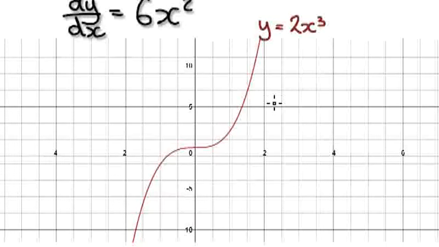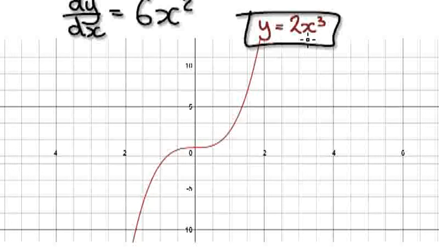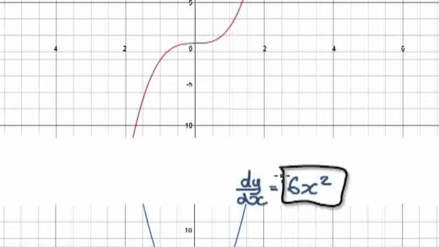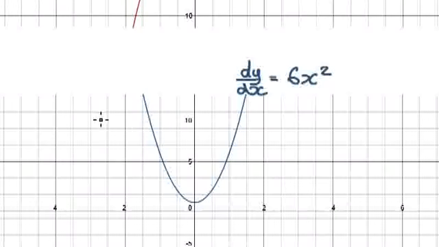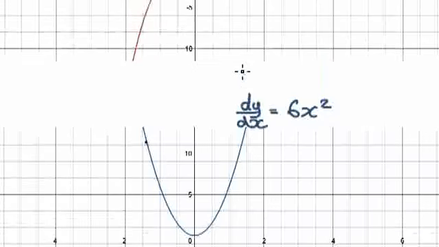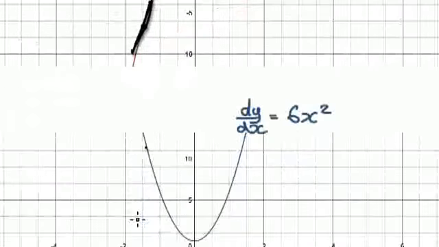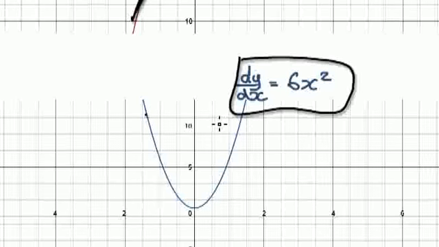So we started out as y equals this. When you find the derivative, dy by dx is 6x squared. And when you look at 6x squared, you can see that the gradient is always positive. Looking at y equals 2x to the power of 3, suppose you want to know the gradient right at here. This is our dy by dx, our gradient graph.